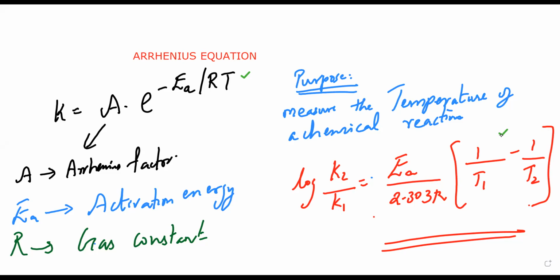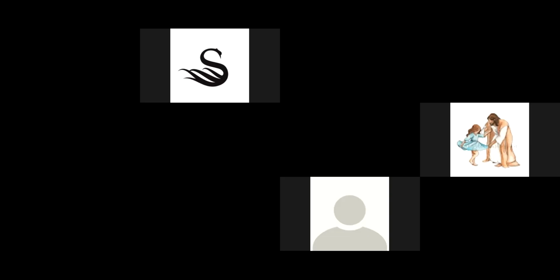So once you're done, kindly let me know. Okay, fine. The second one is more important: log K2 by K1 is equal to EA by 2.303 R into 1 by T1 minus 1 by T2. Okay, so let me stop the sharing. Let's do one problem then.